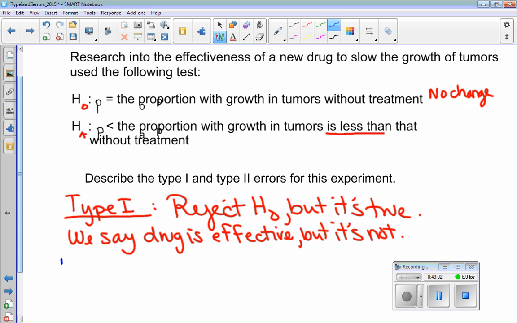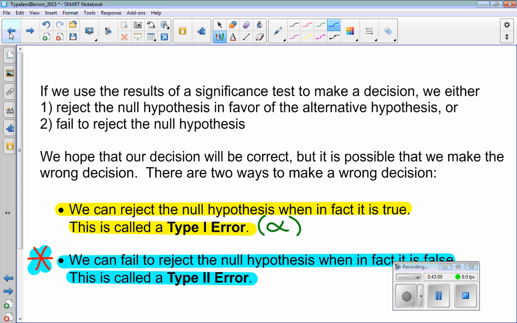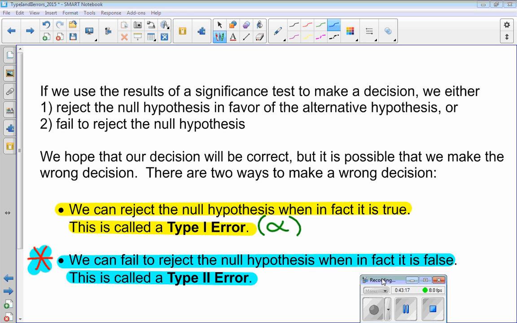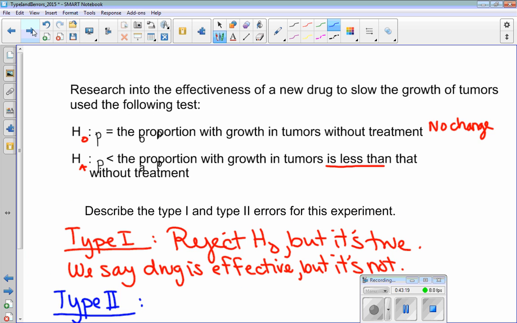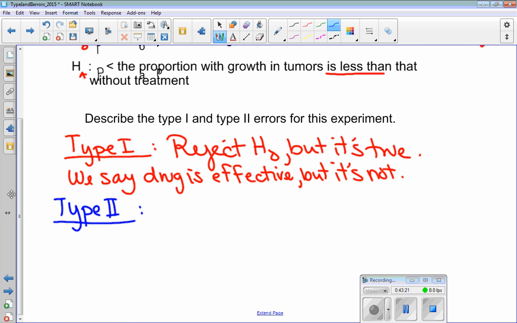What would a type 2 error in this situation be? So let's remind ourselves what a type 2 error is. It's when we don't reject the null, but it's actually false. So what do we say in this case? We say the drug is not effective, but it is.